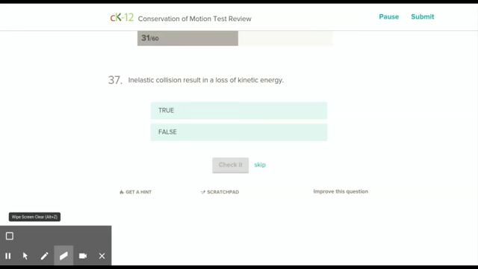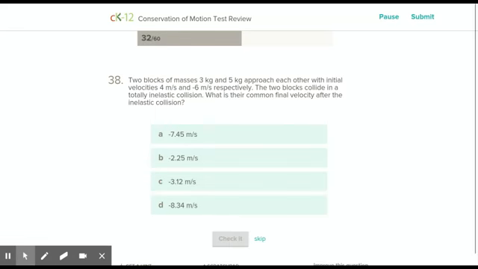Inelastic collisions result in a loss of kinetic energy? True. Two blocks of masses 3 kilograms and 5 kilograms approach each other with initial velocities of 4 and -6. That means they're facing each other when they move. The two blocks collide in a totally inelastic collision. What is their common final velocity?